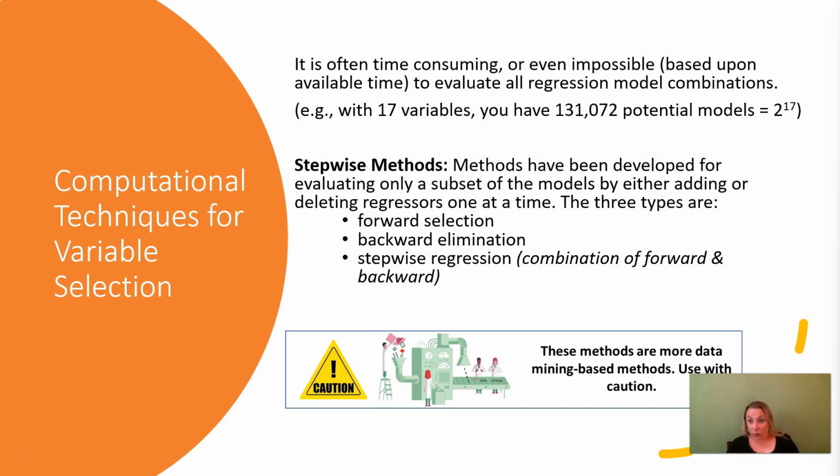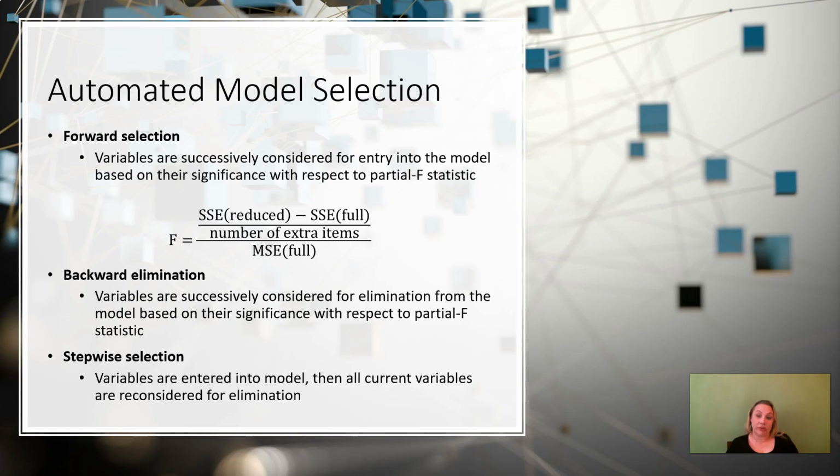The first one is forward selection, where one predictor variable is added at a time, and our model is evaluated after the addition of each variable. With backward elimination, you have all of your variables in the model, and you start removing one at a time, evaluating the model at each step. And then with classic stepwise, you can either add or remove a variable at each iteration of your model.